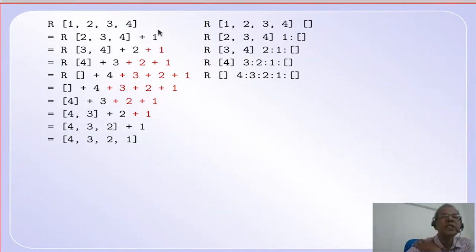It is the same tracing of the recursive process. For the first call, reverse 1, 2, 3, 4. The next call is reverse 2, 3, 4. The pending construction is plus 1. The next call is reverse 3, 4, plus 2, the pending construction. This call does not see this plus 1 at all. This is a historical input.